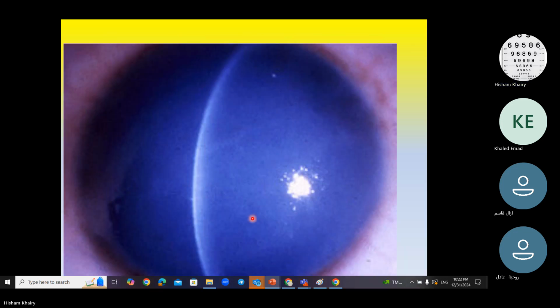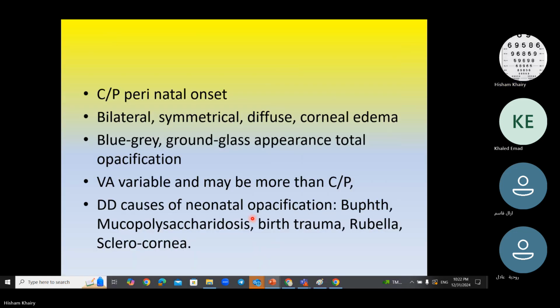the cornea seems so hazy. It might be even blue-gray ground glass appearance with total opacification, bilateral symmetrical diffuse corneal edema. The vision, sometimes the child may be lucky to have ambulatory vision. What is the differential diagnosis? Any cause of neonatal corneal opacification like buphthalmos, mucopolysaccharidosis, birth trauma, rubella, sclerocornea.